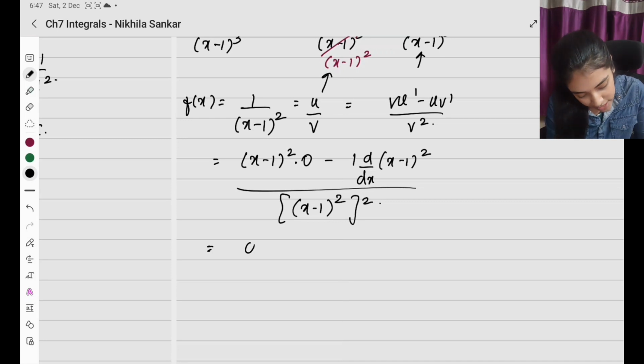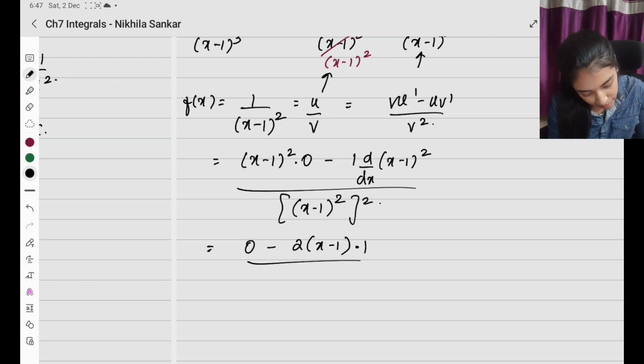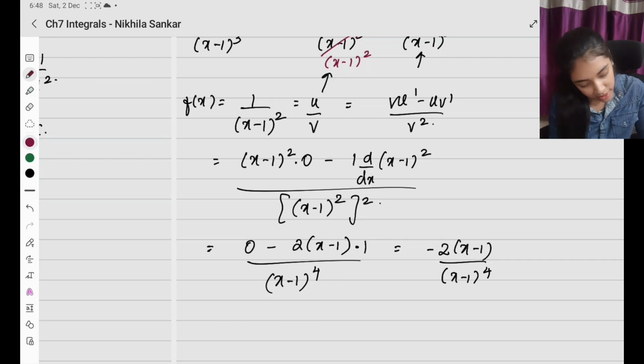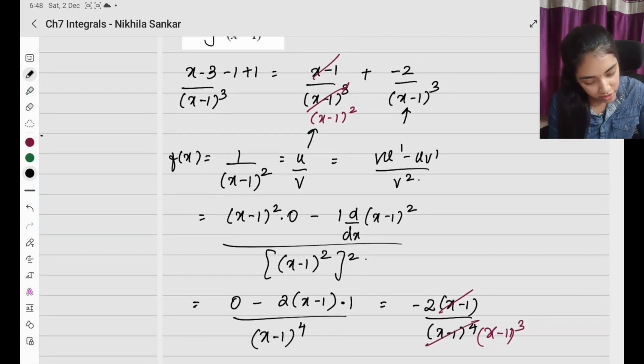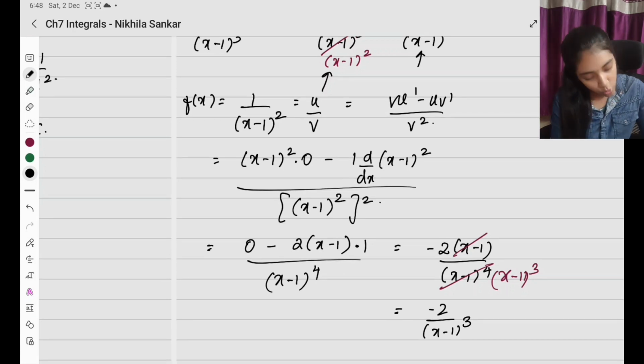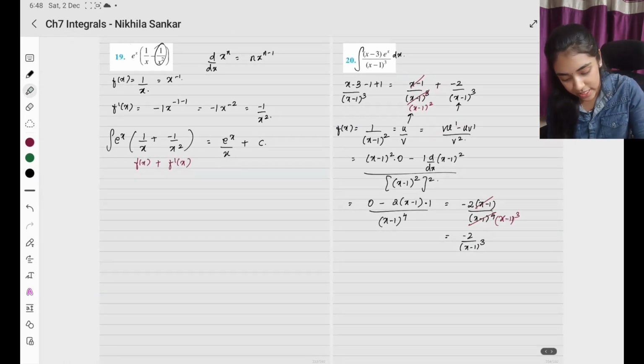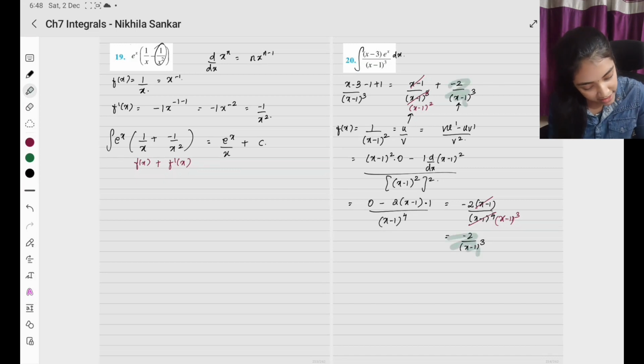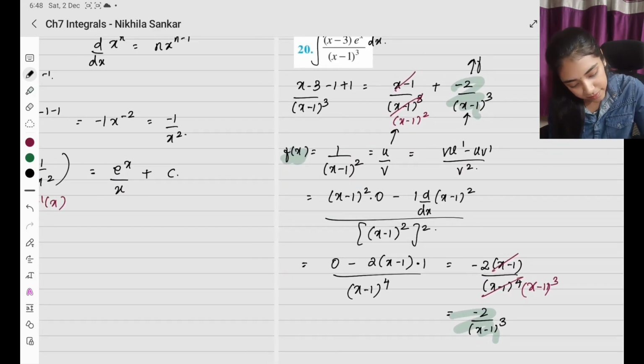V square, yeah, x minus 1 the whole square. So, this is nothing but 0 minus d by dx of x minus 1 the whole square is going to give me 2 times x minus 1 times 1, whose derivative is 1, divided by x minus 1 the whole power 4. So this is minus 2 times x minus 1 divided by x minus 1 the whole power 4. So in the x minus 1, this gets cancelled. So I'll have x minus 1 the whole cube. So this is what you have here. Yeah? Minus 2 divided by x minus 1 the whole cube. So this is what you have here. So basically I see that this term is exactly this term. So f of x is indeed this and this is my f dash of x.